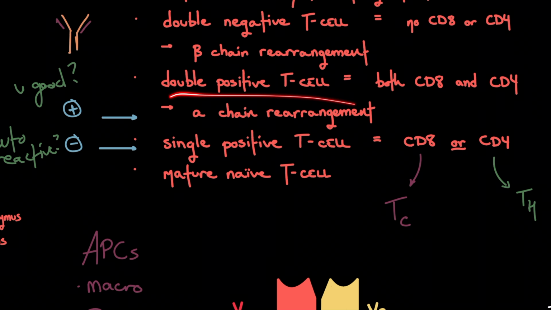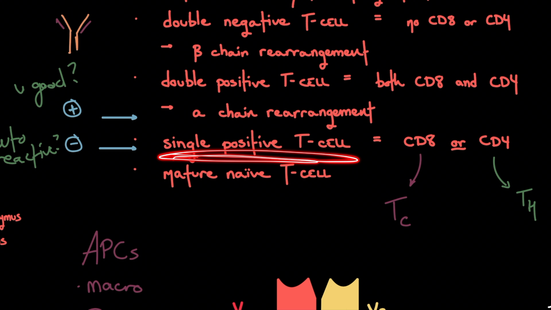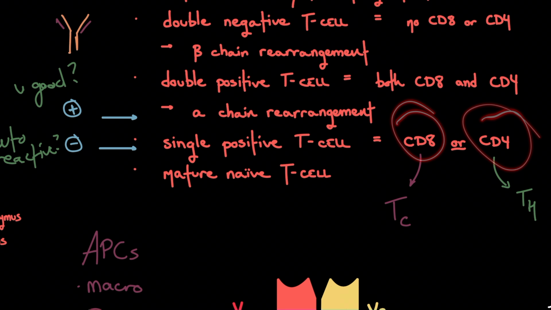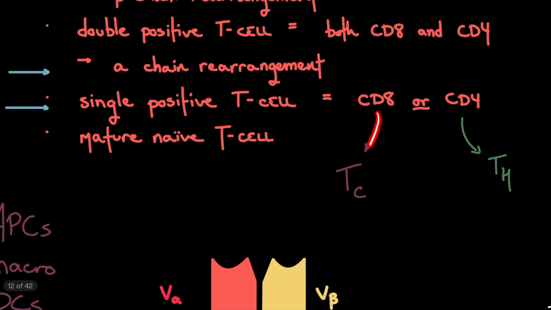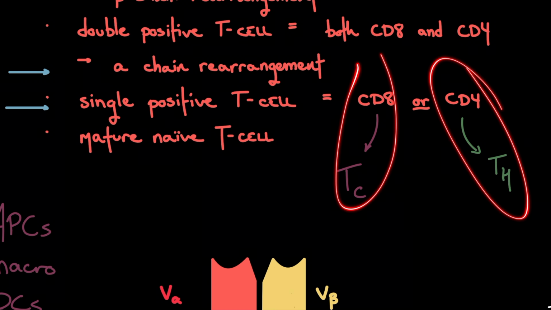After that, I move on to the single positive T cell, which is exactly what it sounds like. I'm only expressing one of my identity receptors, either CD8 or CD4. Remember, CD8 single positive means I'm a cytotoxic T cell, while CD4 positive means I am a T helper cell. So make sure you link those together.